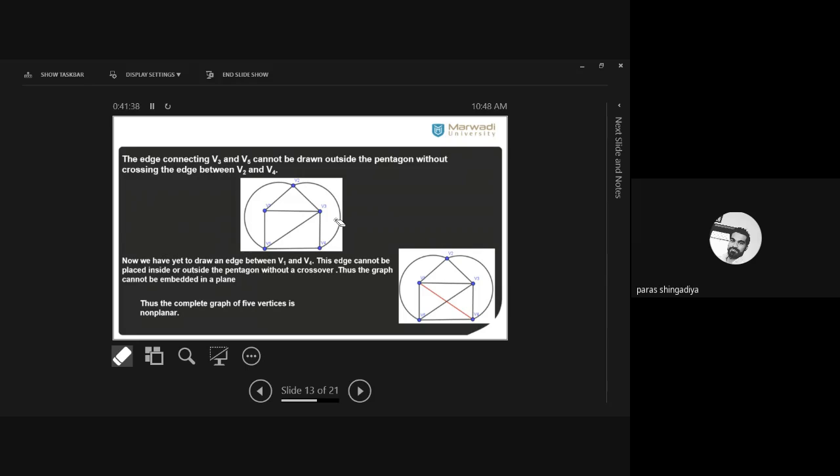Is it clear? K5 is the start, the first graph among the complete graphs that is non-planar. After K5, all the complete graphs are always non-planar.